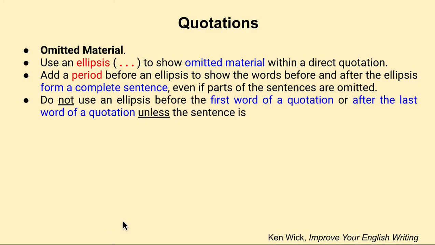Do not use an ellipsis before the first word of a quotation. So you do not need to start off a quotation with an ellipsis. That's what this is saying. And you don't need to end a quotation with an ellipsis. So do not use an ellipsis before the first word of the quotation or after the last word of the quotation, unless, and these are the only 2 times, I'm pretty sure there's only 2, that you would put an ellipsis at the beginning or at the end. 1, it's in MLA style. And 2, if it's intentionally left incomplete. That's going to be at the end. So if you intentionally leave the sentence incomplete, and it's meant to be incomplete, then you would use an ellipsis.